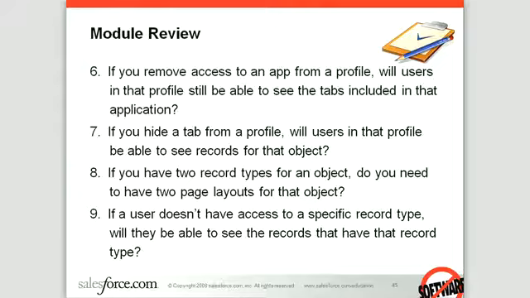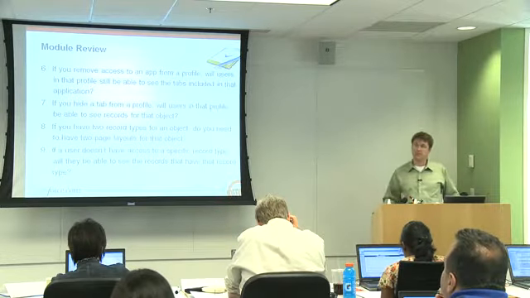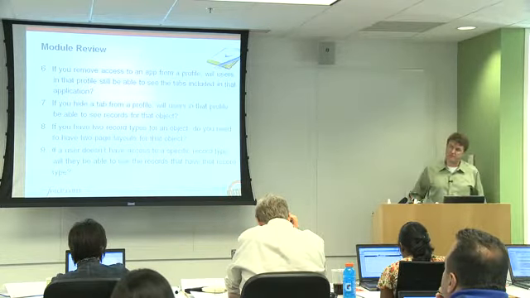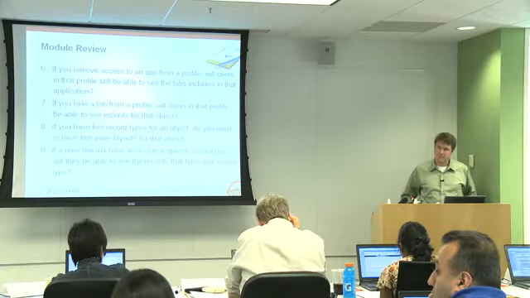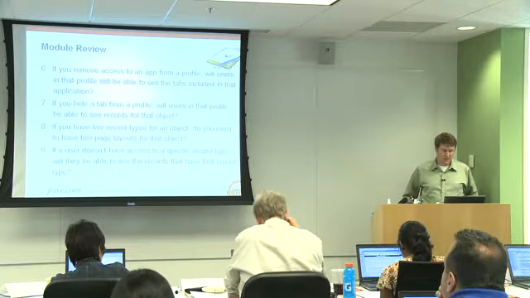If a user doesn't have access to a specific record type, will they be able to see the records that have that record type? Well, record type is not database record type, so I would say yes. It would just be under their default record type or page layout.